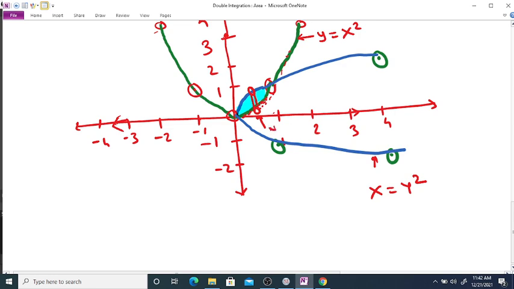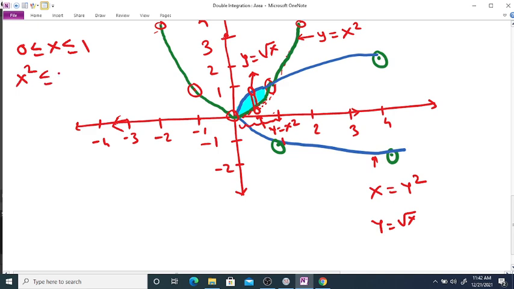So the lower limit is what? y equal to x square, and it leaves at, say here, y is equal to what? x is equal to y square implies y is equal to what? Square root x. y is equal to square root x, and such a strip we are going to put from x equal to 0 to x equal to 1, and therefore the limits are 0 less than or equal to x less than or equal to 1 and x square less than or equal to y less than or equal to square root of x.